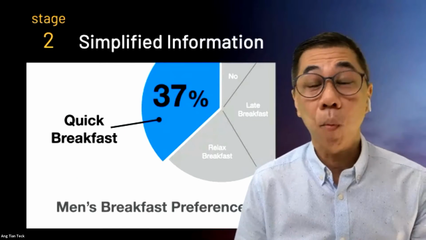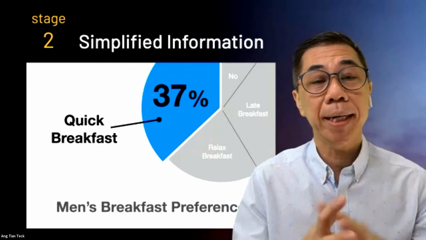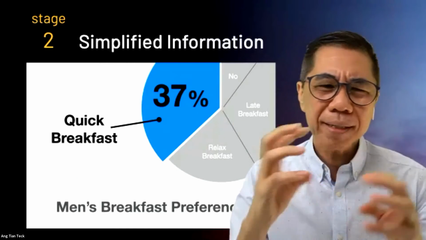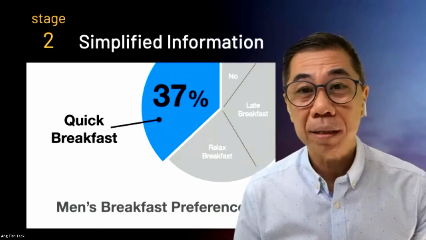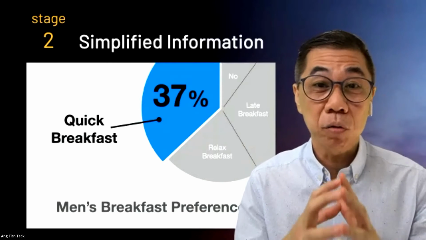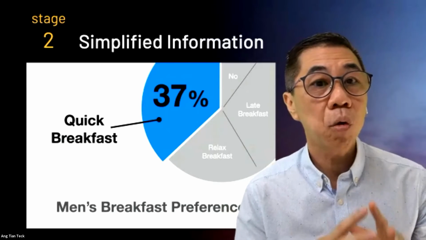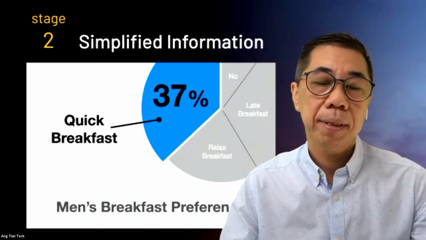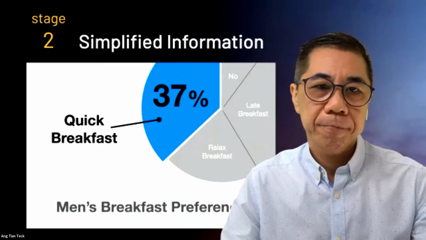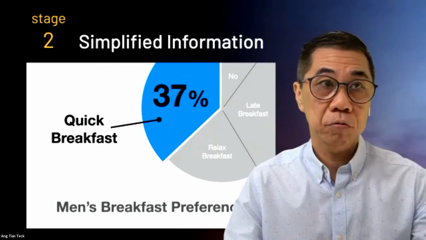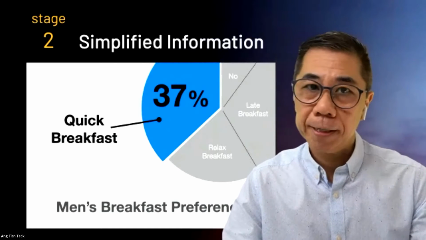Another example of stage 2: you have information that you want to highlight from a chart. You don't take the numbers and just convert them to a chart. If you just convert numbers to a chart in PowerPoint, you get a chart that is very messy. There is no highlight, there is no focus, there is no impact. And you want to have stage 2 information with high impact.